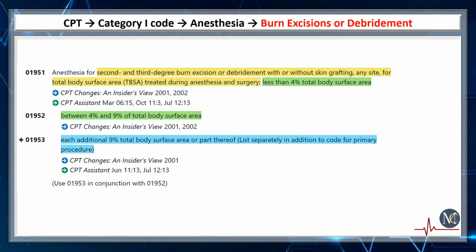Next code is 01952. Between 4% and 9% of total body surface area. It means the provider performs anesthesia service for a patient undergoing excision or debridement of between 4% and 9% of total body surface area for the second and third degree burns. Next, add-on code is 01953. For each additional 9% total body surface area or part thereof, this is separately reported in addition to the code for the primary procedure. Use 01953 in conjunction with 01952.